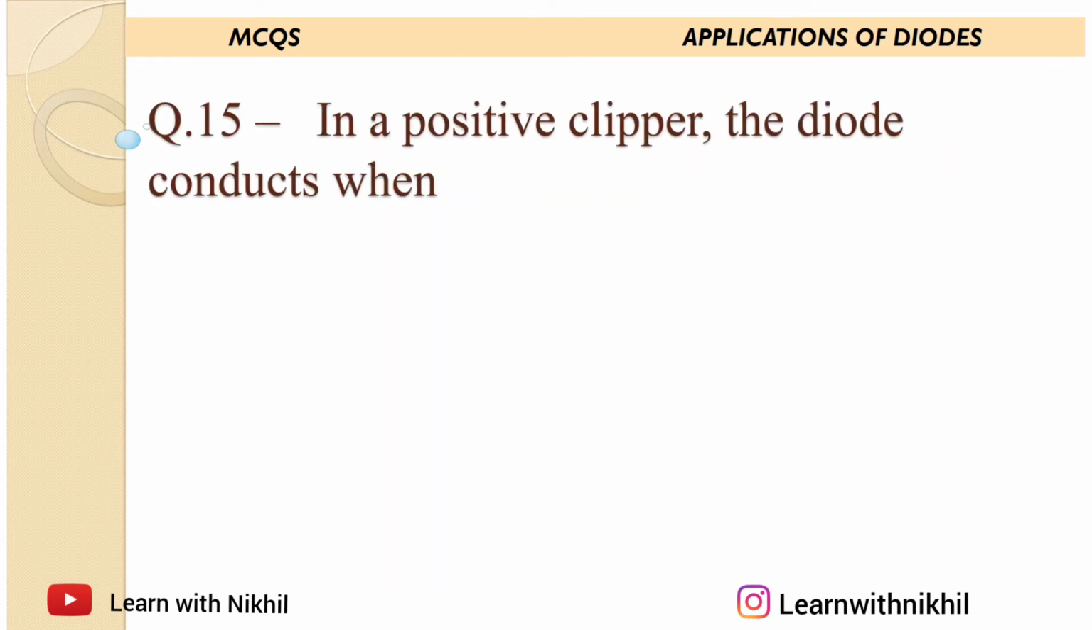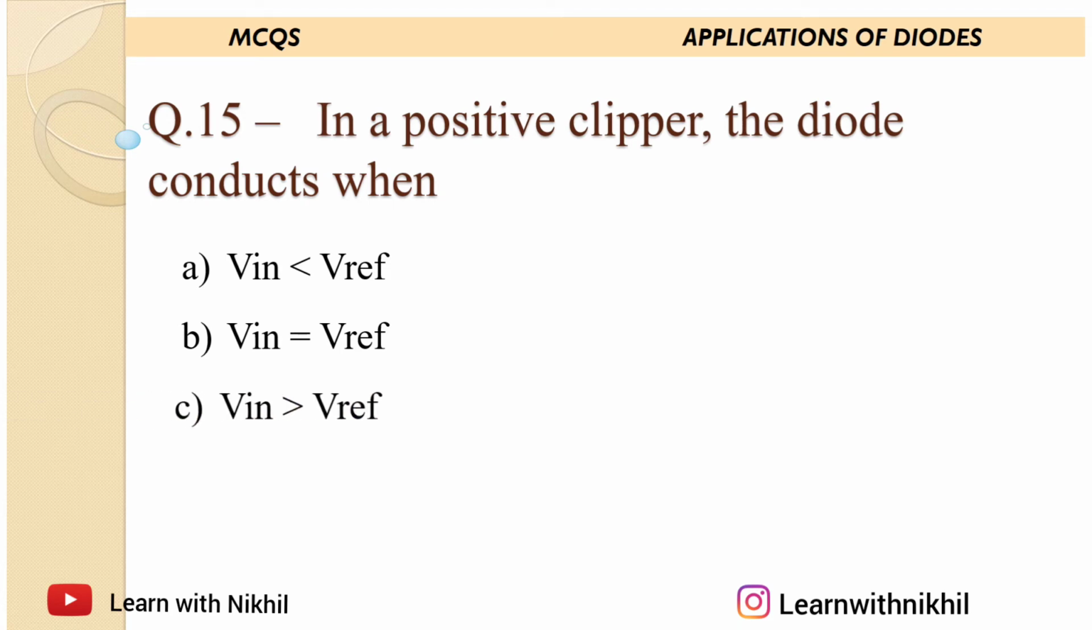Next question. In a positive clipper, the diode conducts when A. Vin, that is input voltage, is less than the reference voltage, B. Input voltage is equal to the reference voltage, C. Input voltage is greater than the reference voltage, or D. Input voltage is less than or equal to the reference voltage. And the right answer is input voltage is equal to the reference voltage.